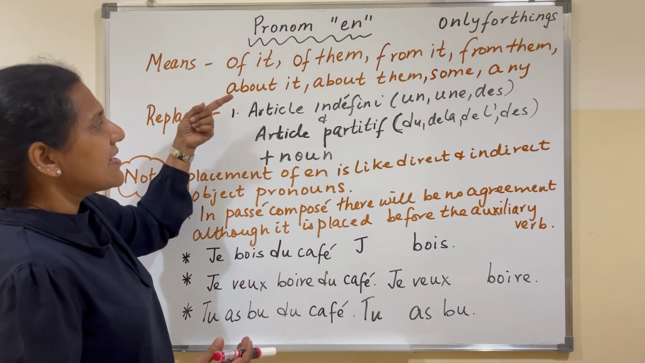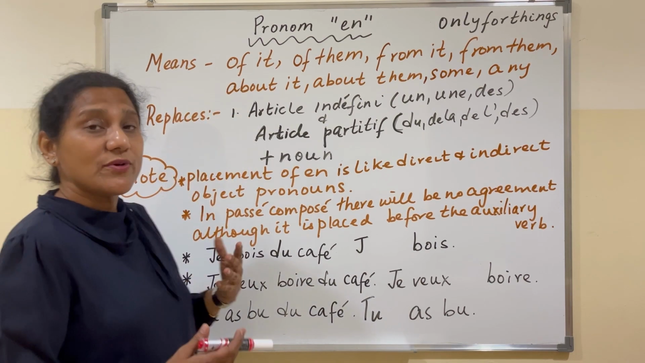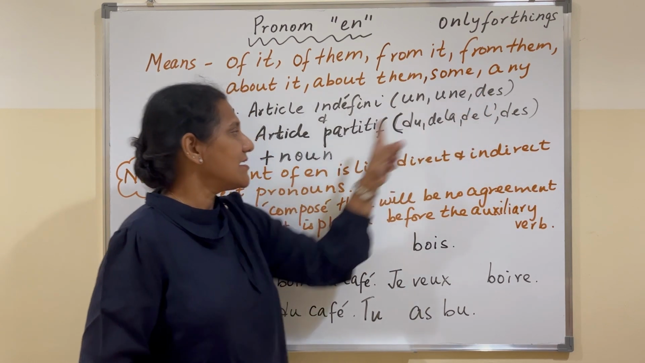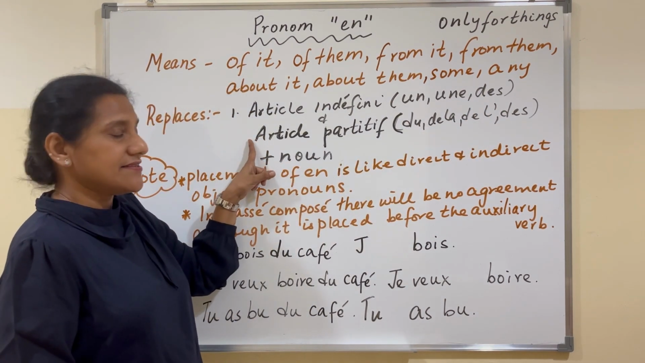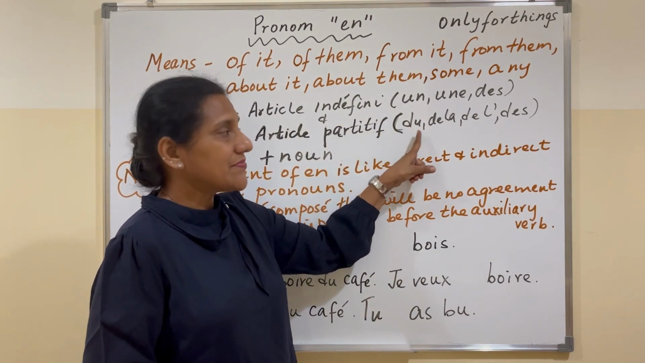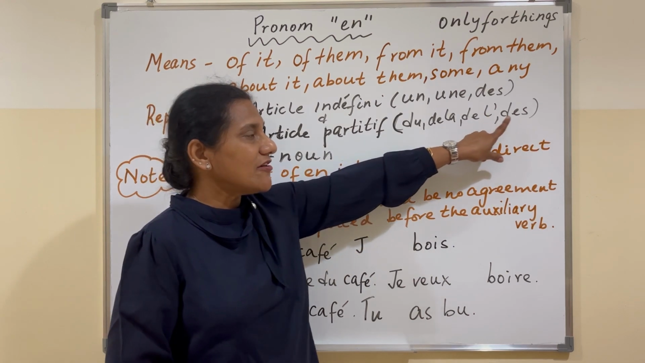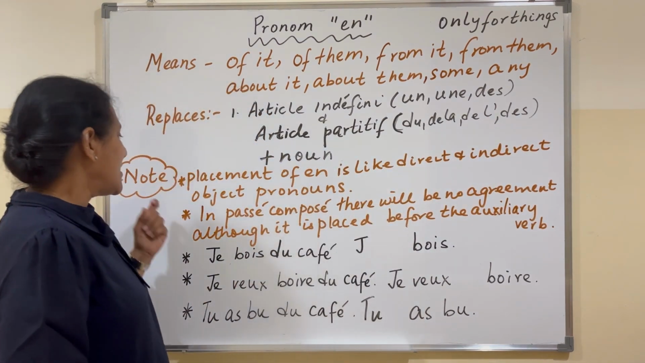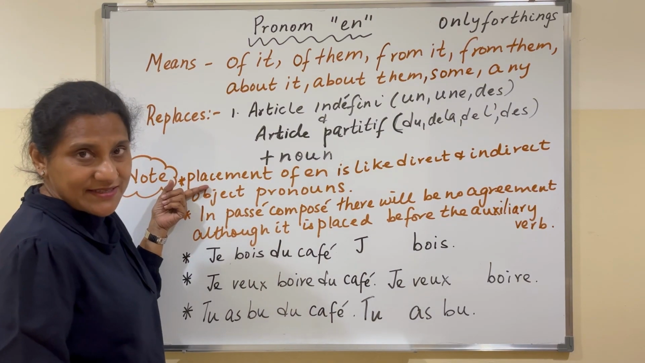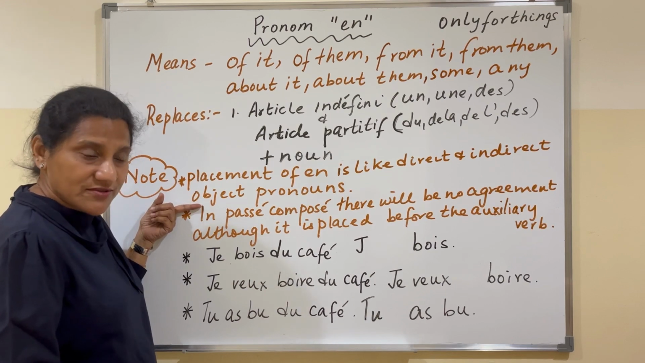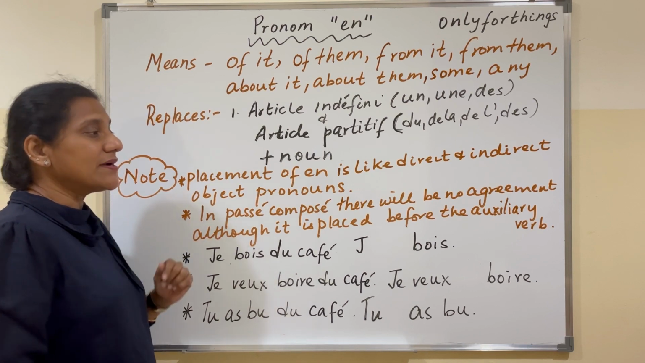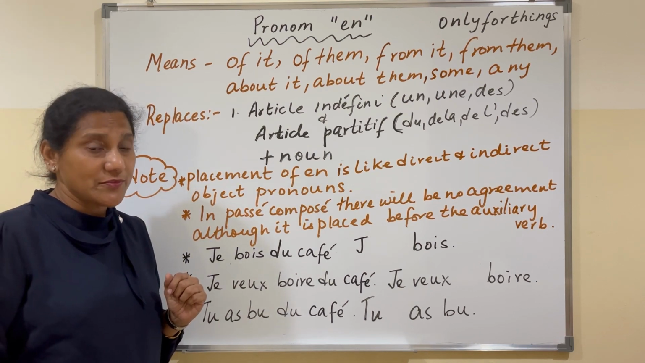It replaces the article indéfini, which are un, une, des, plus noun, or it replaces the article partitif. Partitive articles are du, de la, de l', des, plus noun. Something to note: the placement of en is like direct and indirect object pronouns. In passé composé, there will be no agreement, although it's placed before the auxiliary verb.